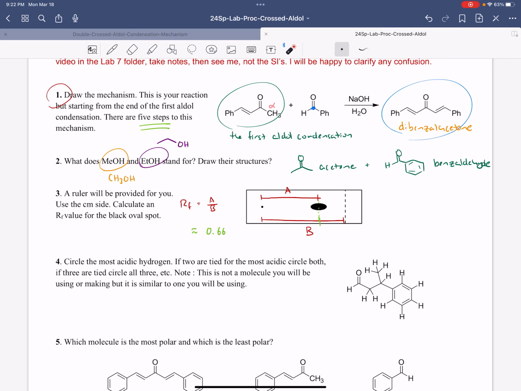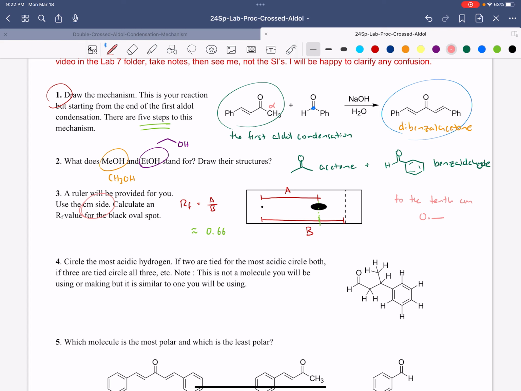Okay, I'll ask you to use the centimeter part of the ruler. So use the centimeter side, and probably I'll ask you to show your calculations to the 10th of a centimeter. So that's one place past the decimal point.